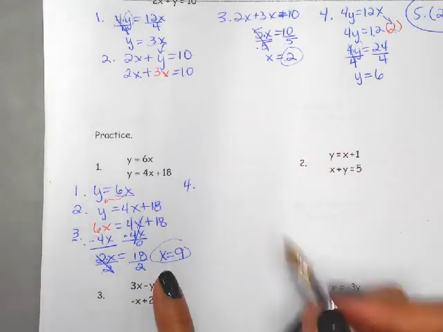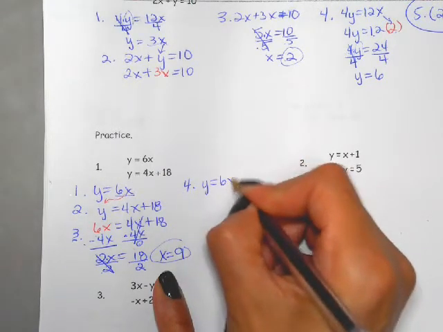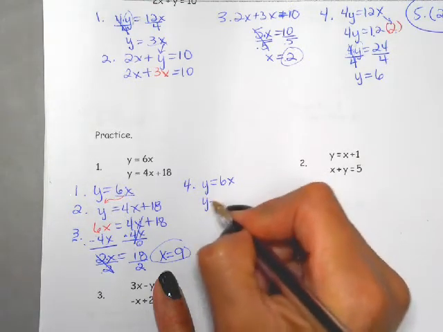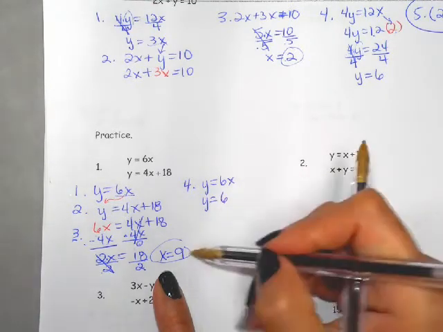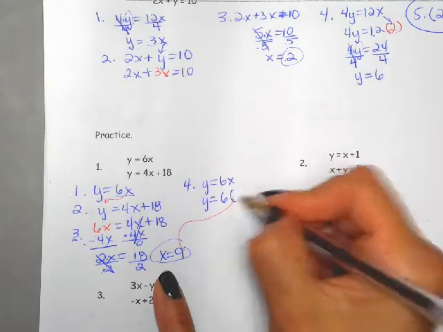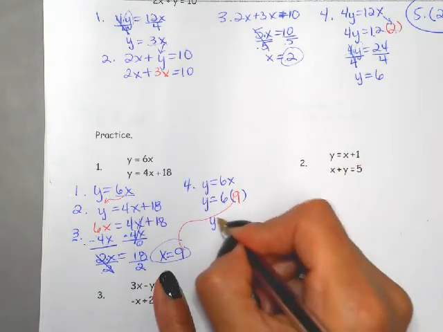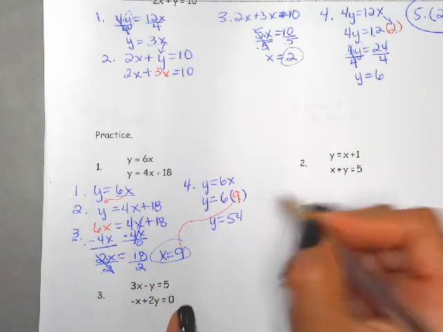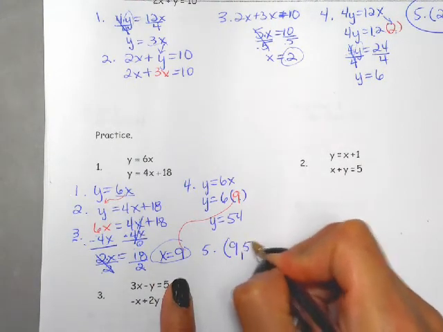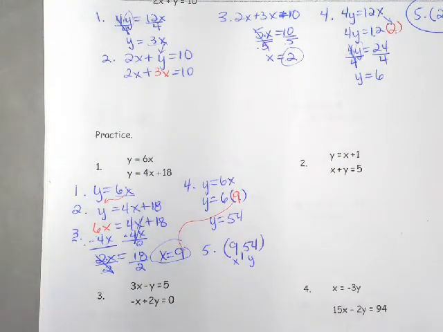Step 4. Substitute the x into either equation, always use the easiest and shortest, in place of x. So y equals 6 and 9 equals x, so 6 times 9 is 54. So in step 5, just put them together, 9 comma 54. Always put the x first, then the y. That is our coordinate, that is our answer.